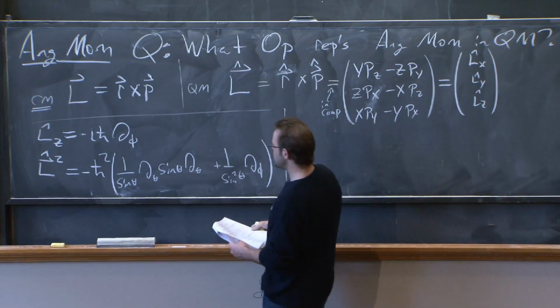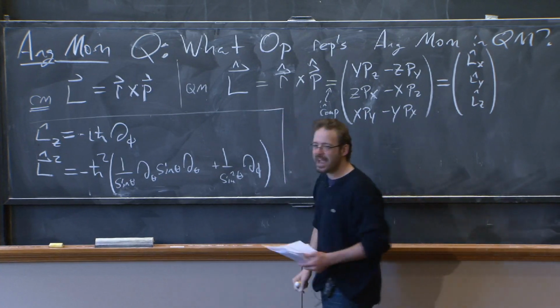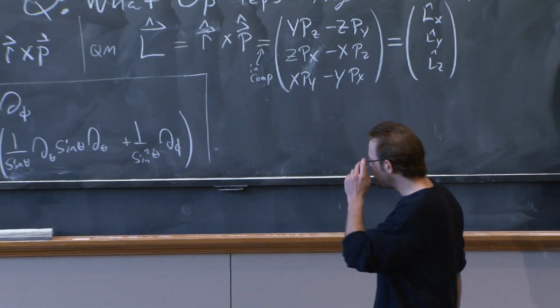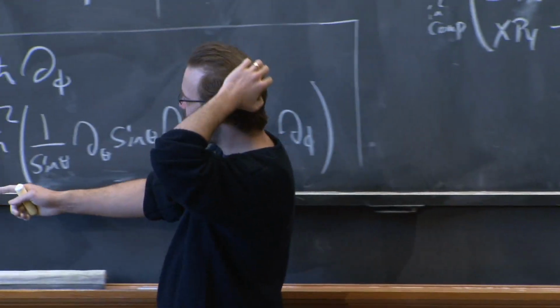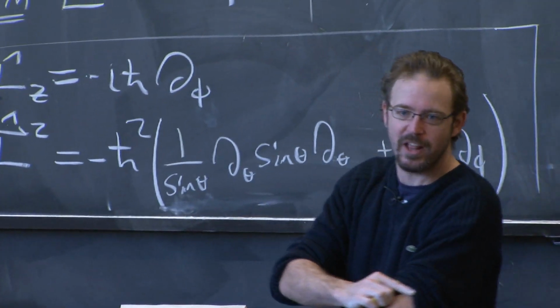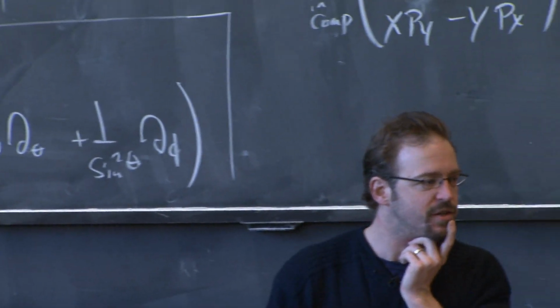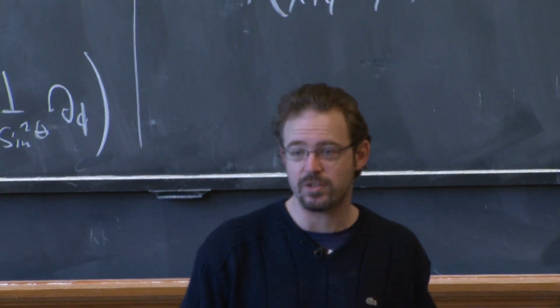OK, so suppose I ask you the following questions. I say, look, here are the operators of angular momentum. This is Lz. We could have written down the same expression for Lx and Ly and L squared. What are the eigenfunctions of these operators? You all know how to answer this question.